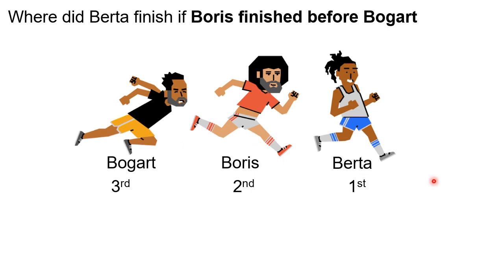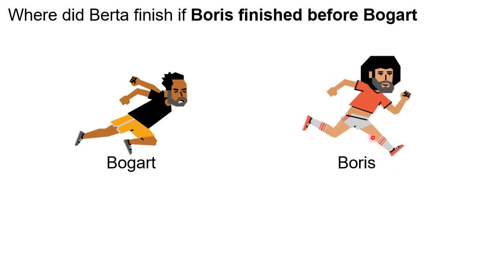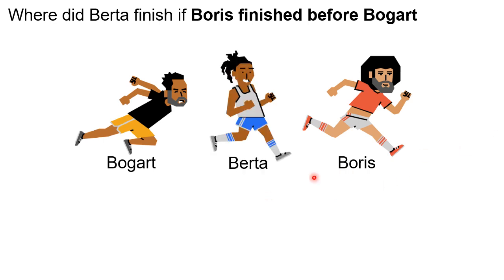And is there another way for us to find other solutions? Yes, we have another one. As long as Boris is ahead of Bogart, that is important, then we could put Berta in the middle. Then this is another solution, class. So in this case, Boris is first, Berta is second, then Bogart is third.